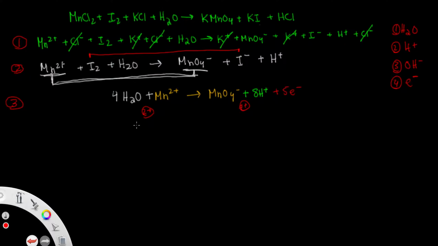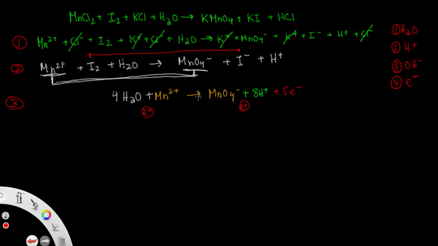So now we have 8 hydrogens, 8 hydrogens, 1 manganese, 4 oxygens, and we have a total charge of +2, and we have -1 plus 8 is 7+, minus 5 is +2. Okay, so we balanced out this whole reaction.